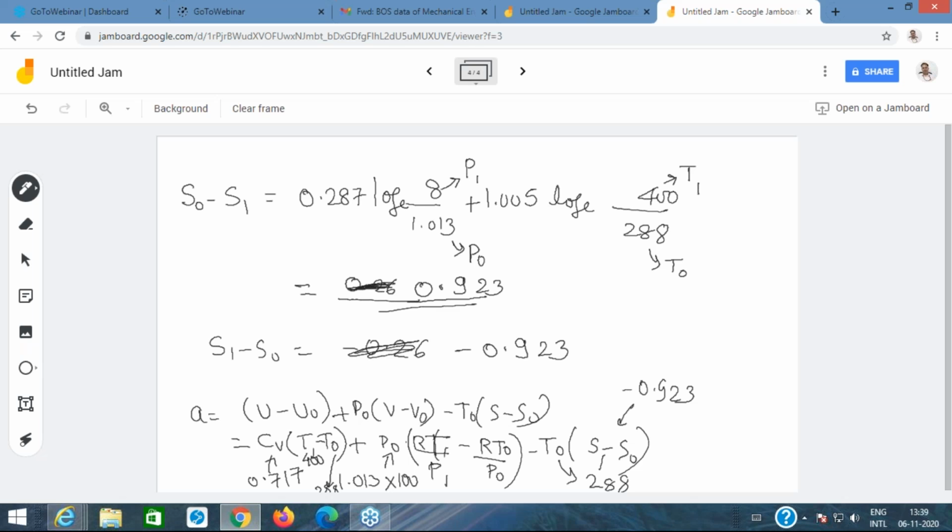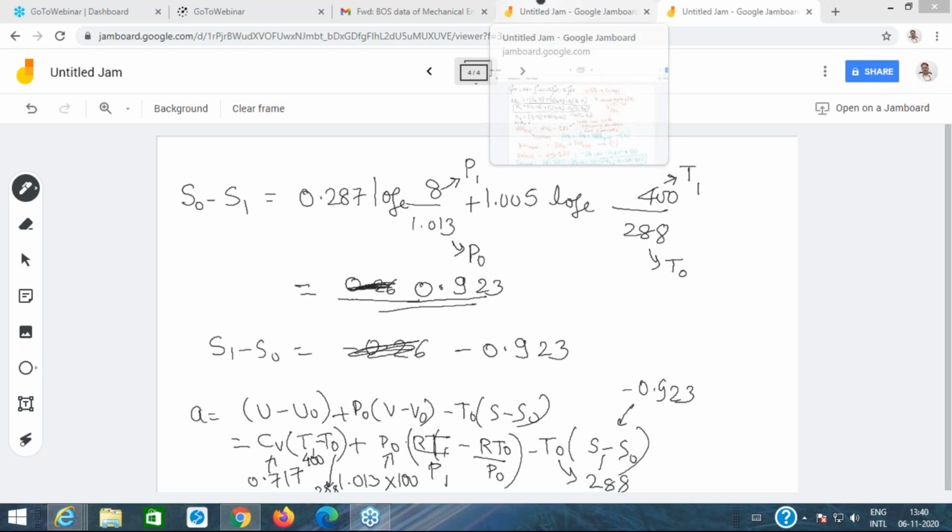So just tell me the value of availability of the ideal gas during a non-flow process when the initial state is pressure 8 bar and temperature 400 Kelvin. Okay, so Jay has got the answer right, and the answer is, let others also answer. The answer is 278 kilojoules per kg.